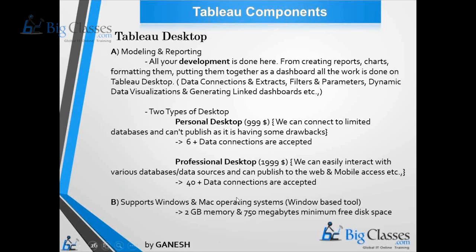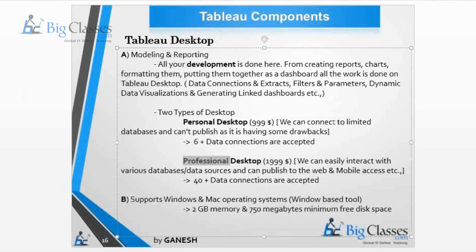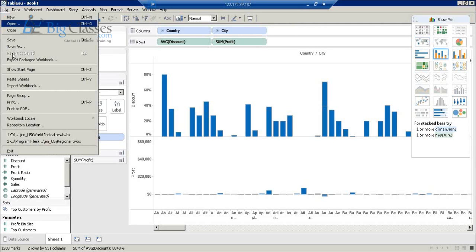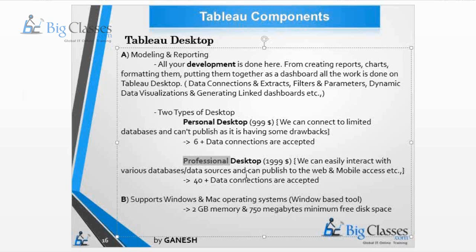The other desktop is the professional desktop. It costs $1,999, and in most cases, from the organizational point of view, every organization will be using professional desktops, which have the capability to interact with more than 40 data connections, so many data sources. That is the advantage with the Tableau professional desktop.